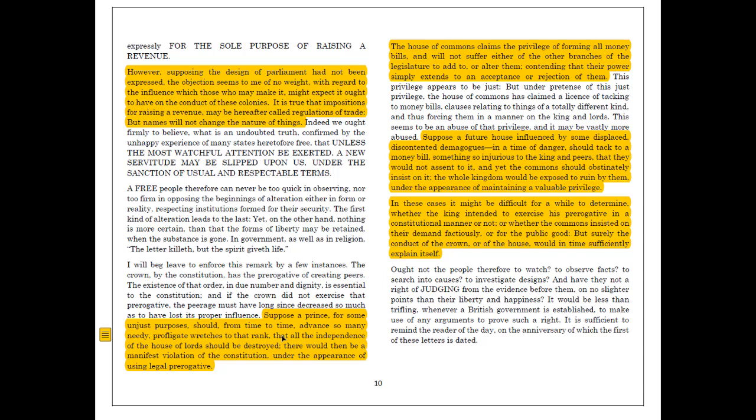And so he says on the left-hand column of 10 at the top, however, supposing the design of Parliament had not been expressed, the objection seems to me of no weight with regard to the influence which those who may make it might expect it ought to have on the conduct of these colonies. It is true that impositions for raising a revenue may be hereafter called regulations of trade, but names will not change the nature of things.